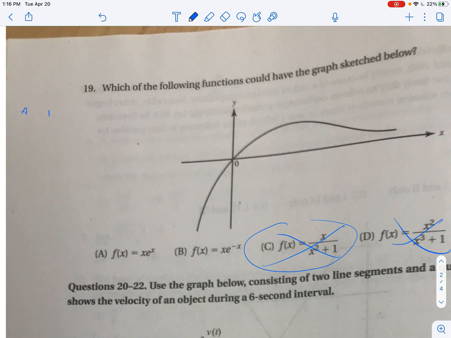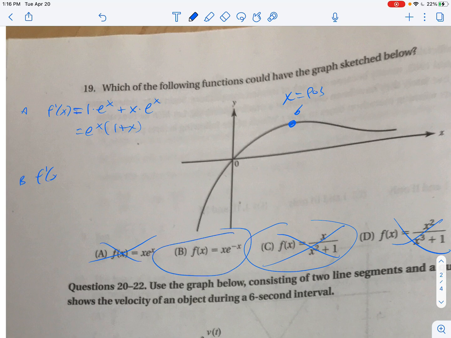For A, if I take the derivative by the product rule, derivative of the first times the second plus the first times the derivative of the second, we'll notice that the critical point occurs at x equals negative 1, which is not what we're seeing here. Here, the critical point is x equals some positive number. So it's probably B by process of elimination. You could check there that the derivative looks like this. So the critical point would be at 1, and if you made a sign chart, the derivative is positive before 1 and negative after 1, so it is B.